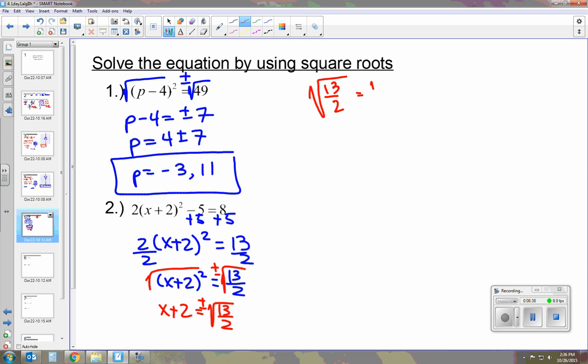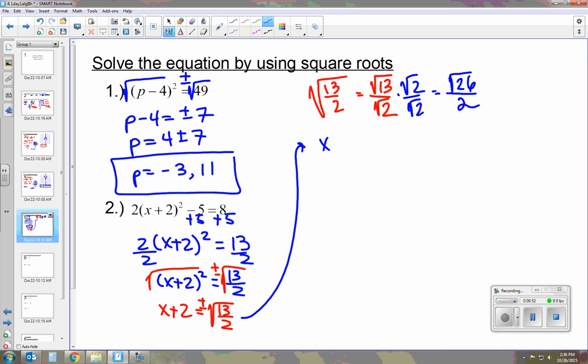So we're going to split this up into the square root of 13 over the square root of 2, and to rationalize that, we have to multiply by the square root of 2 on top and bottom, and that gives us the square root of 26 over 2. Okay, so we're going to rewrite this as x plus 2 equals plus or minus the square root of 26 over 2. Then we're going to move the 2 over, so we have a negative 2 plus or minus the square root of 26 over 2.